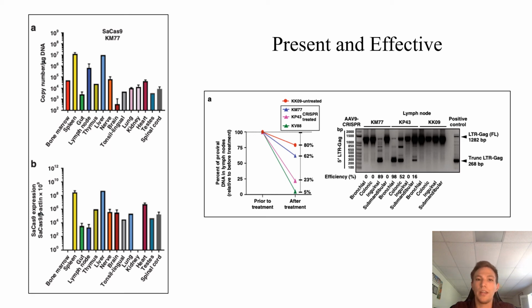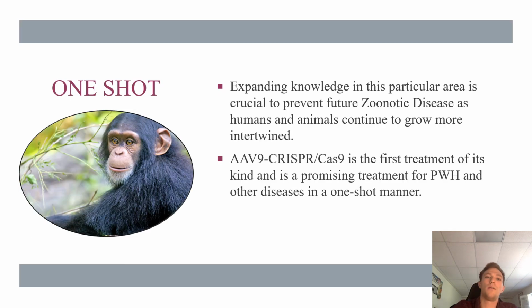So not only what to take away from this research, but what to take away from this presentation. Expanding our knowledge in this particular area is going to be crucial to prevent future zoonotic disease as humans and animals continue to grow more intertwined. This research is crucial as more and more zoonotic diseases continue to spring up. The treatment of SIV is going to have major implications on treating HIV as well as other diseases that are yet to come and that have yet to be cured.